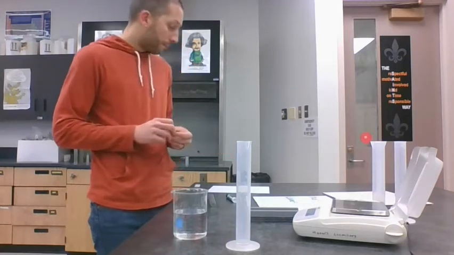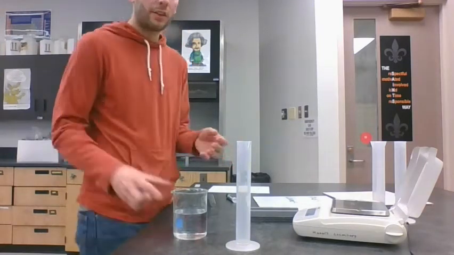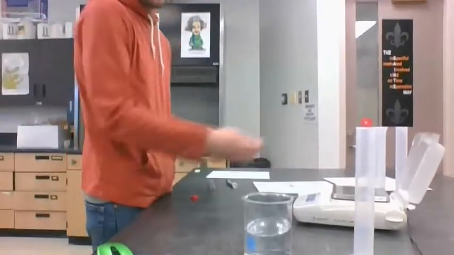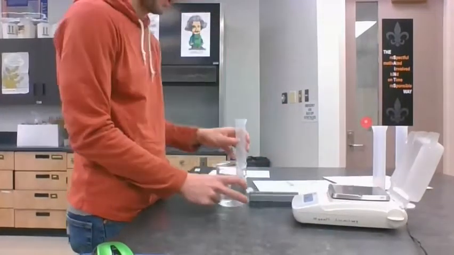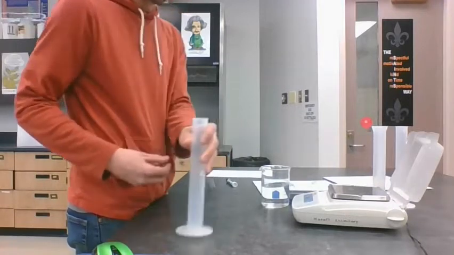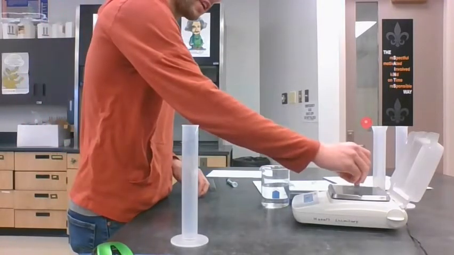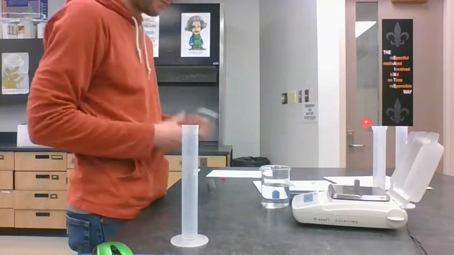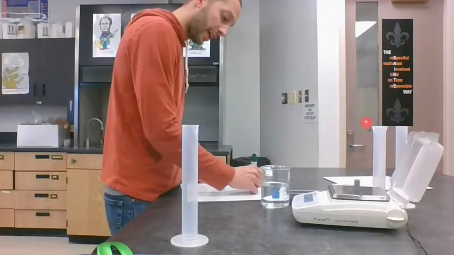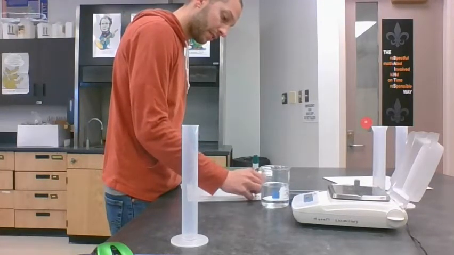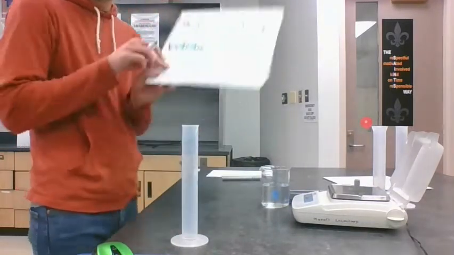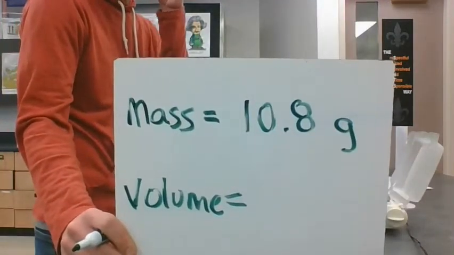So to get the mass, the other day we learned that we're going to use the balance here to get the mass. We learned that in our other lab on the first day of the semester. So we're going to do the same thing here. For this first piece of aluminum, the mass is 10.8 grams, so you're going to record 10.8 grams in your data table.